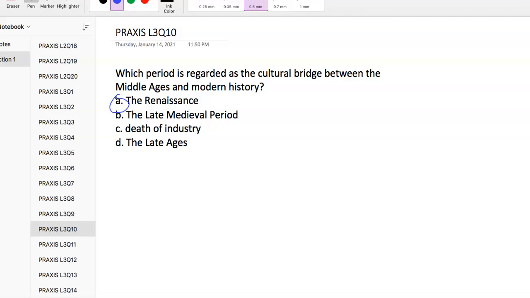Okay, so those are some details, but really, cultural bridge between Middle Ages and modern history, that's really the typical way that question is asked, and if you know of it as being a bridge between those two periods, you're good to go.